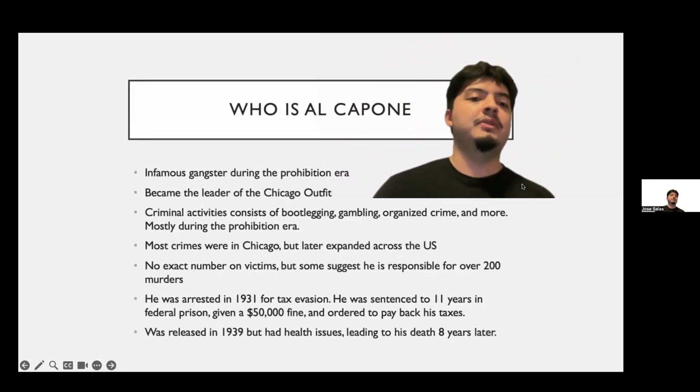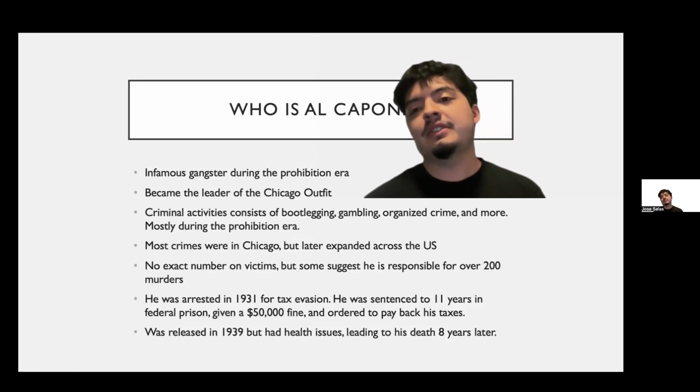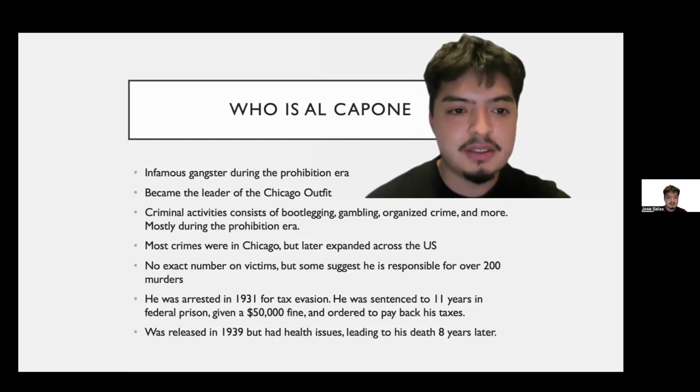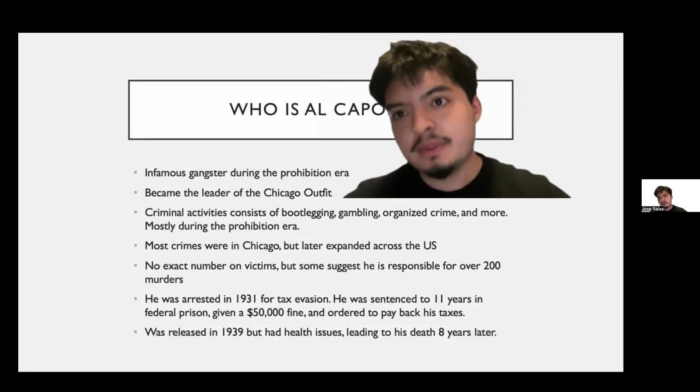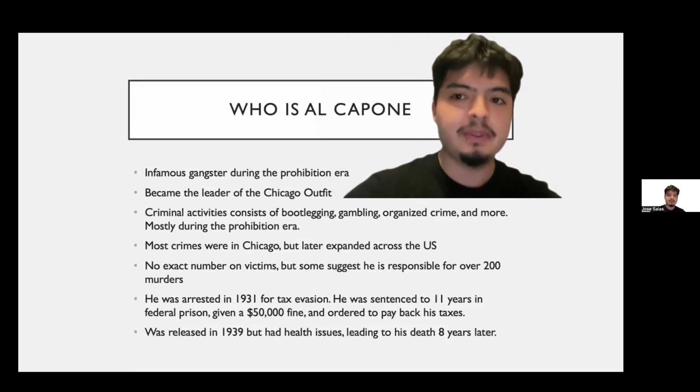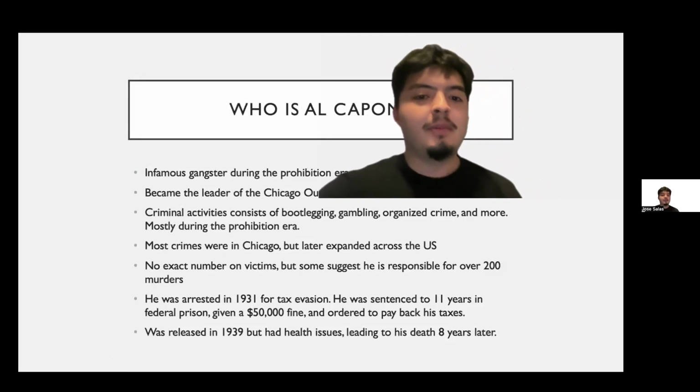Now, who is Al Capone? He is an infamous gangster during the Prohibition era. He became the leader of the Chicago outfit. He wasn't originally the leader, but he later became one. We'll talk about that later.